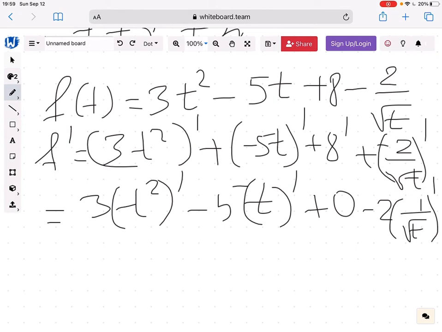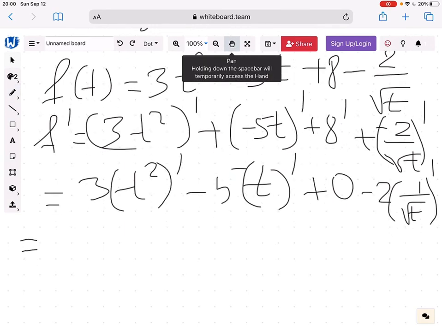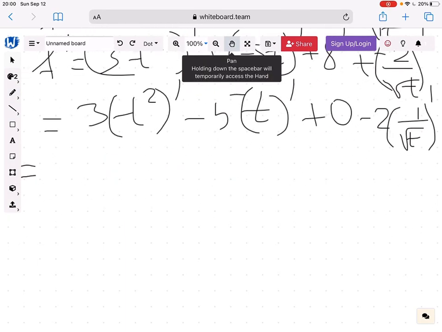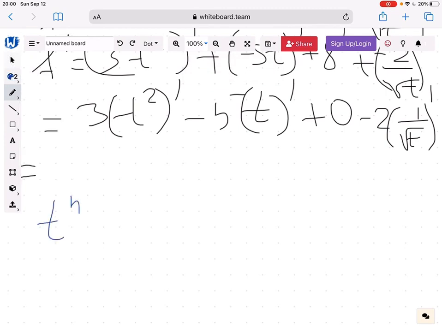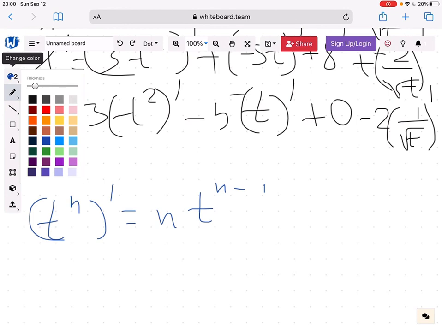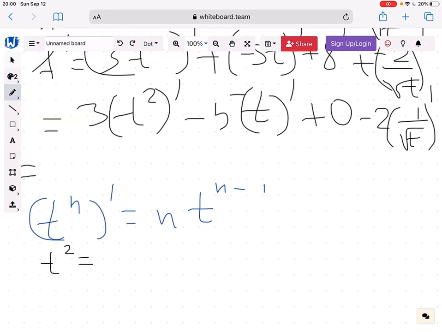Okay? Now, what do I do next? Well, I have to remember how I deal with power functions. And the way I deal with power functions is, if you remember, t to the power of n prime equals n t to the power of n minus 1. So what does this formula tell us? Well, if I have t squared, it's going to be 2t. T gives me 1.